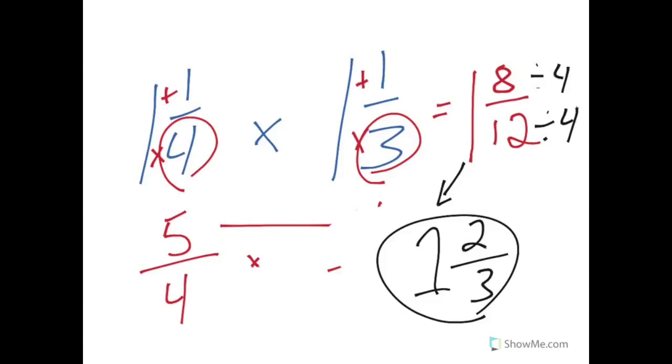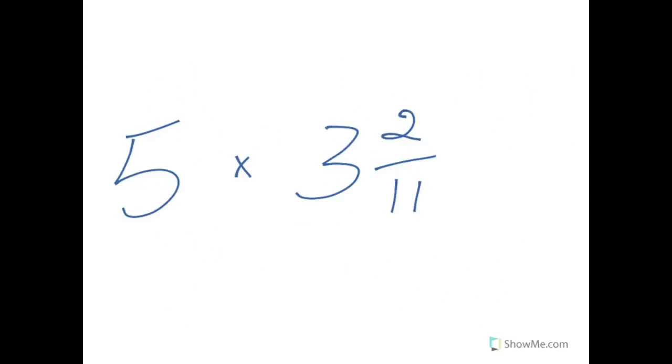Okay, a little bit of work, but it's all math that you know how to do. The steps you have to stick with, okay, but you know how to do each of the steps individually. It's just a matter of putting them all together. Let's do one more example. I'm going to show you a little bit of a different way to do it, especially in a situation like this. I have just a whole number here. I don't have a mixed number, just a whole number times 3 2/11.